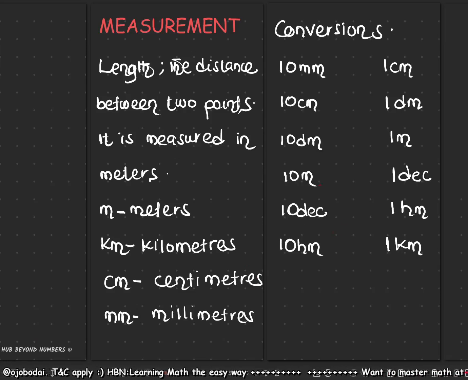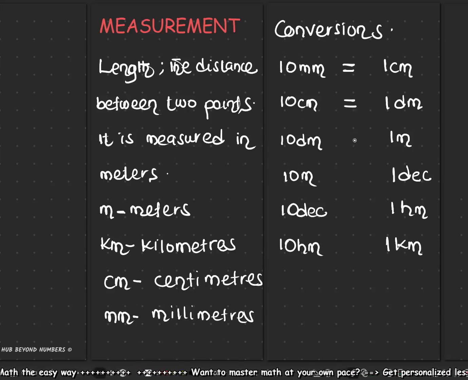So here are the conversions. You should always note the symbol for milli, so for the m there is for milli. So millimeters: 10 of them give us a centimeter. 10 centimeters give us a decimeter. And 10 of these decimeters give us a meter.